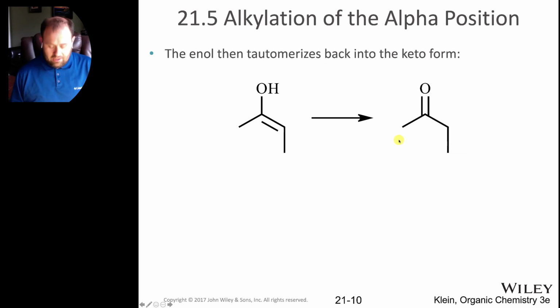And then that enol will then tautomerize back into the ketone structure. So essentially, the net transformation is you've removed that carboxylic acid group, the carbon and the 2 oxygens, transforming it into just the keto piece, or the ketone piece.